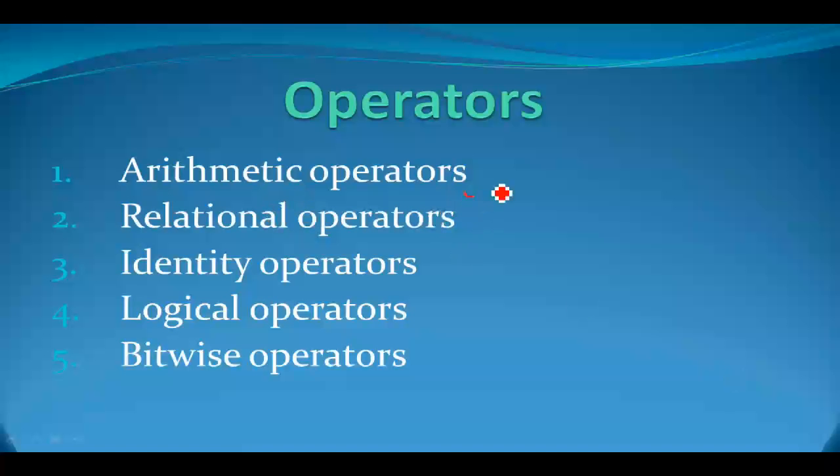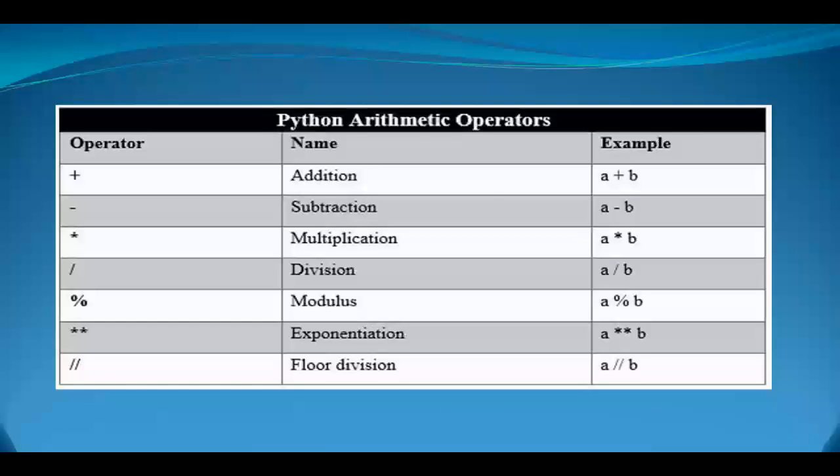Now I am closing this white screen and going back to my program. These are the basic operators: arithmetic, relational, identity, logical, and bitwise operators. These are the main categories of all the operators which you can use. There is one more category, membership operators, which we are going to discuss. So these are the different types of operators which we can have in Python. Let us start with the addition operator.